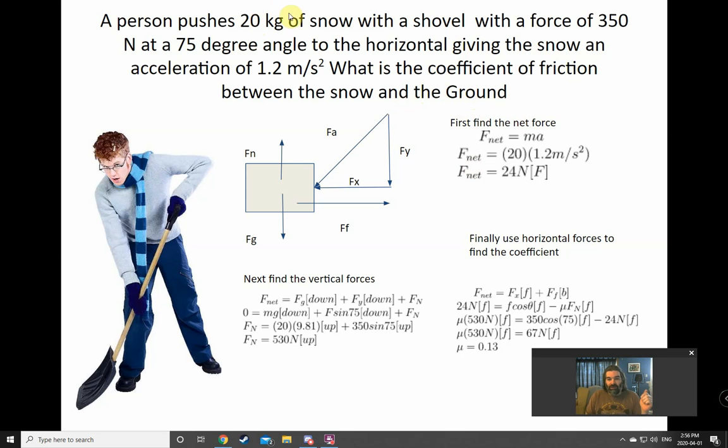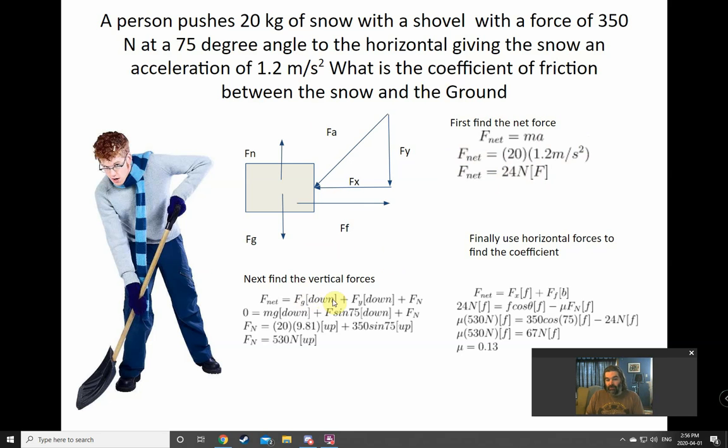So we pushed 20 kilograms of snow with a shovel with a force of 350 newtons at a 75-degree angle, giving the snow an acceleration of 1.2 meters per second squared. So we've already done the kinematics to give you the acceleration; I've just skipped a step. We take the acceleration, use F equals ma, and find the net force we need to give the snow that acceleration. Then we'll look at the vertical forces.